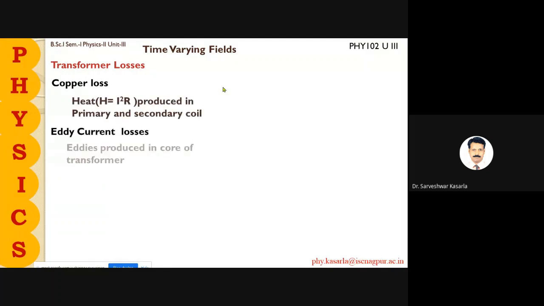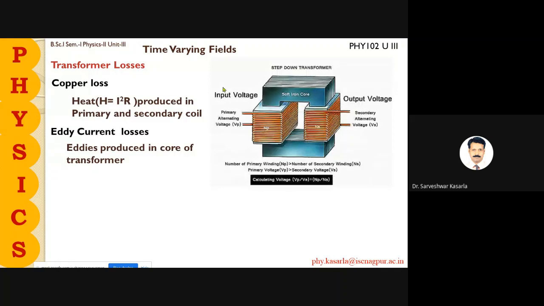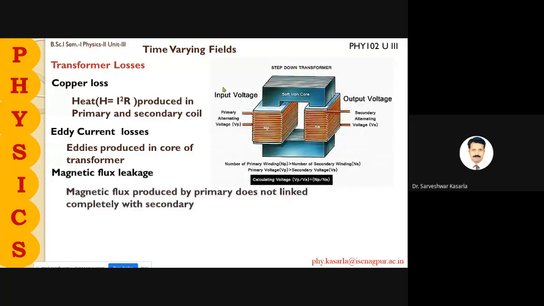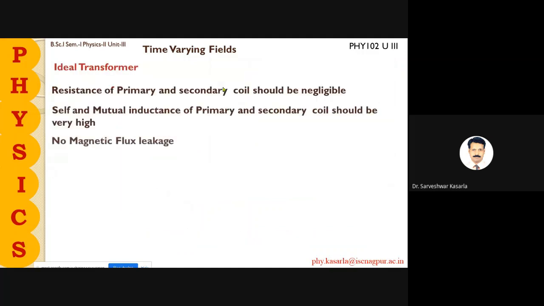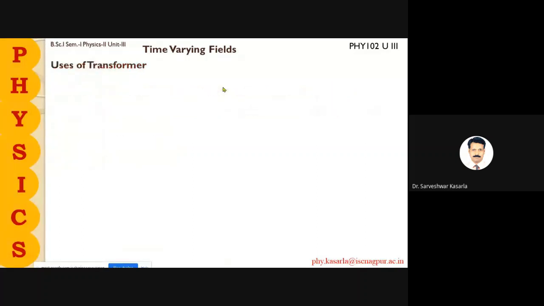Losses are important: copper losses, eddy current losses, magnetic flux leakage, hysteresis loss. Conditions of an ideal transformer: the resistance of the primary and secondary coils should be negligible. Self and mutual inductance of the primary and secondary coils should be very high. There should be no magnetic flux leakage, and there should be no energy losses.